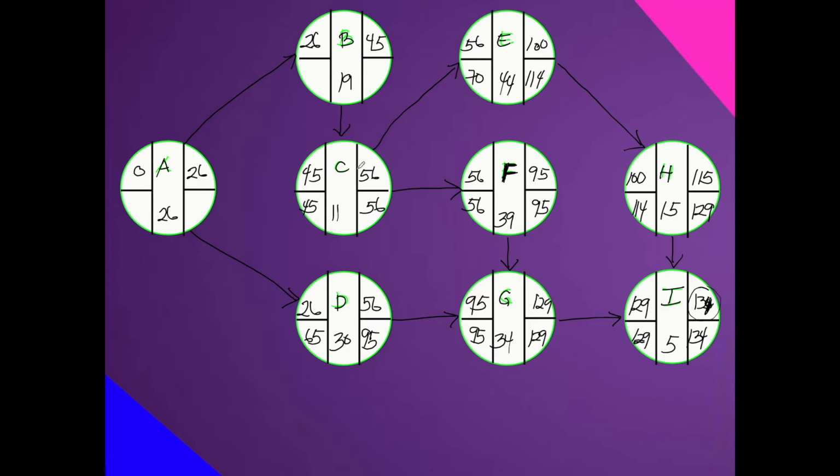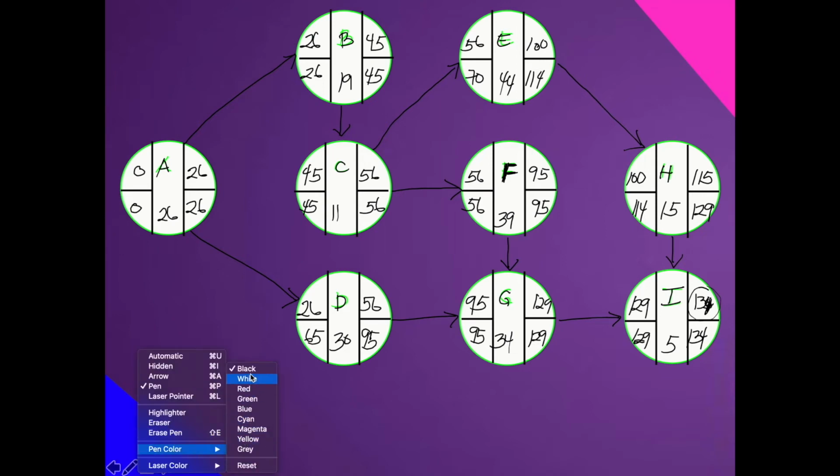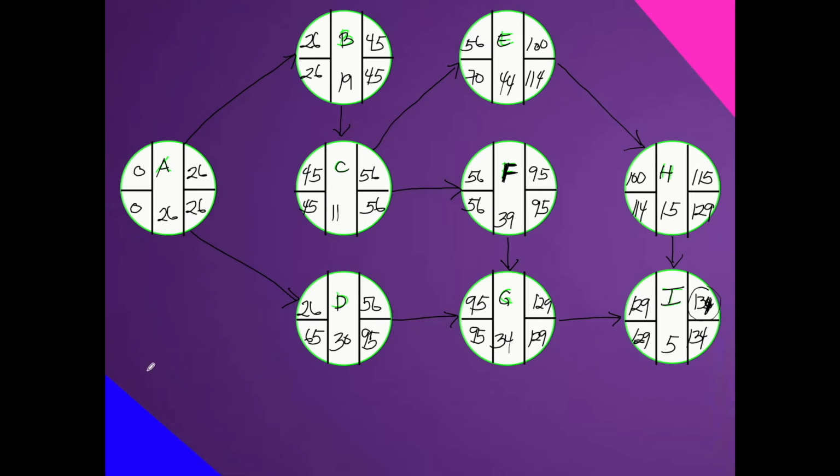Then, itong activity B na connected kay C, magiging 45 din yung LF niya. Minus 19, this will be 26. So, 26 versus sa 65 na nakakonekta kay A, mas maliit ulit, which is 26. So, 26 minus 26, this will be 0. Now, mag-change ako ng color ng pen. Gagawin kong white para makita ninyo yung relationship ng mga critical path.